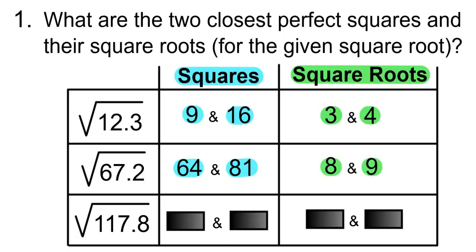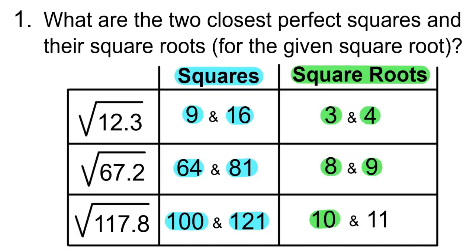The two closest perfect squares to 117.8 are 100 and 121. The square root of 100 is 10, and the square root of 121 is 11.